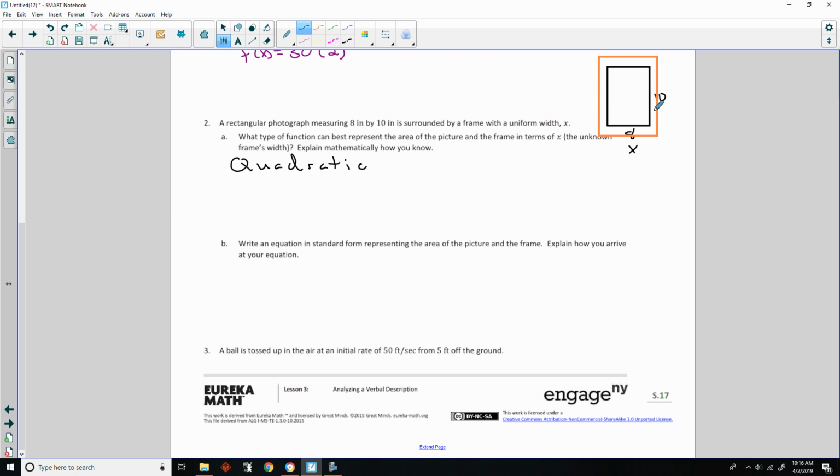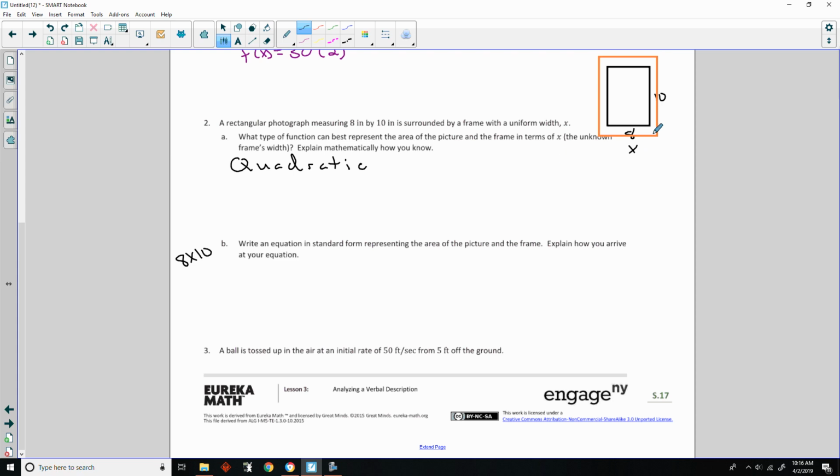Because we're squaring, every time we increase our base, the frame would get that much bigger. Part B says to write an equation in standard form representing the area of the picture and the frame and explain how you arrived at your equation. The dimensions of the picture were 8 by 10. Taking into consideration the width of the frame, we have to add 2x to both the width and the length of the picture.